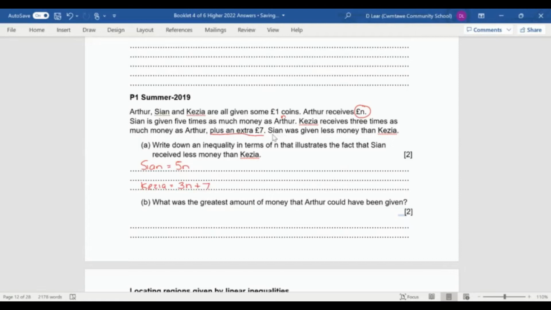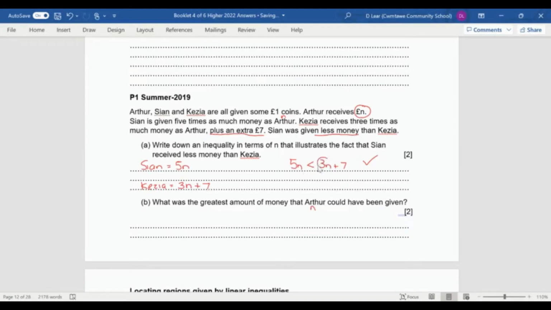We're then told what the inequality is. Sean was given less money than Kezia. Sean, who got 5n, was given less money, less than Kezia. Write down an inequality in terms of n that illustrates the fact that Sean received less money than Kezia. Job done. Now, I'm not sure where you're meant to solve this because the next part jumps straight to what was the greatest amount of money that Arthur could have been given. In other words, what's the greatest value of n? Because that's what Arthur was given, n. However, I think we'll just solve it up here.